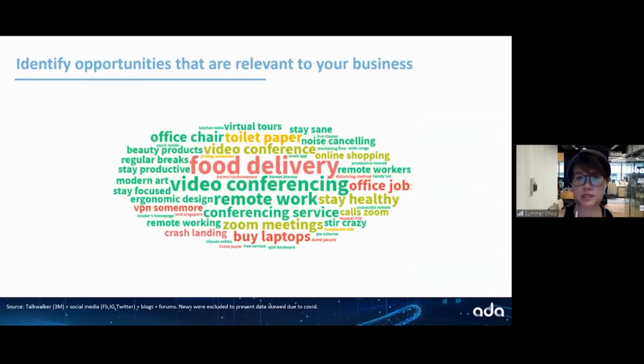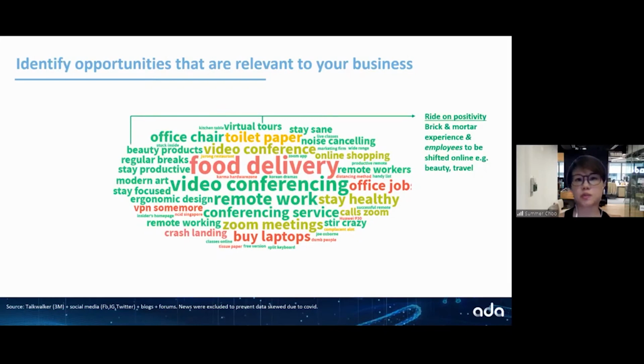Now, if we dive a little bit deeper, we can extract some of the key terms or words that people are usually using. Those in green are positive, red again negative, and yellow is quite neutral. These keyword clouds are very important because they help us identify opportunities that are relevant to your business at this point in time. So I did a quick exercise, and if I were to pick two, say beauty products and virtual tools, what opportunities are there? Now, a lot of beauty shops have closed. Their offline employees don't have anything to do at home because the shops are all closed.